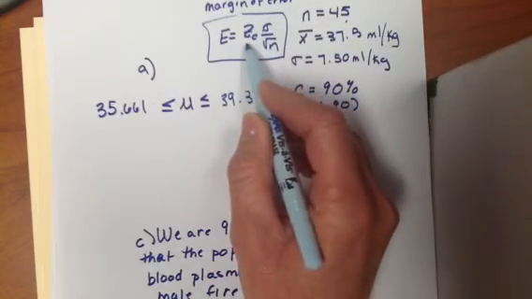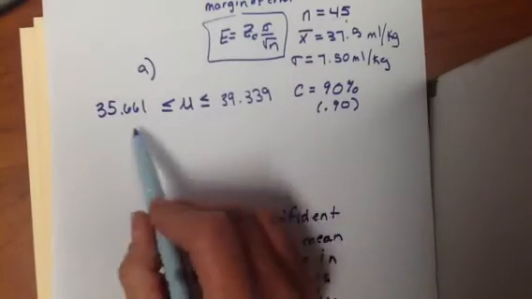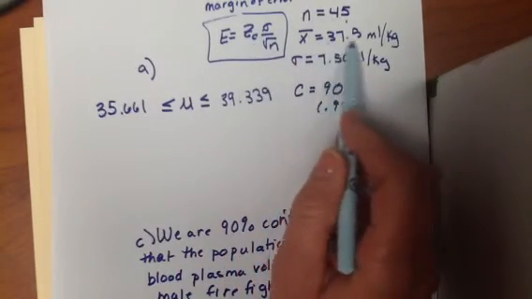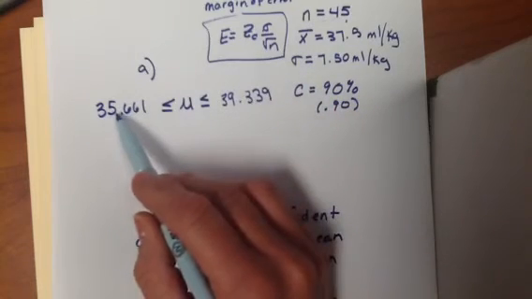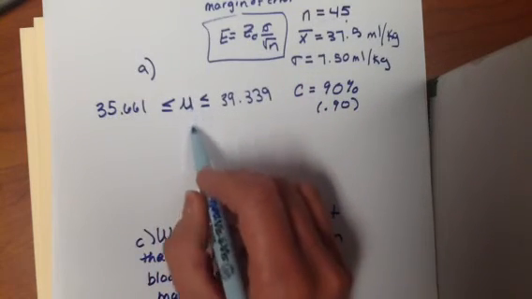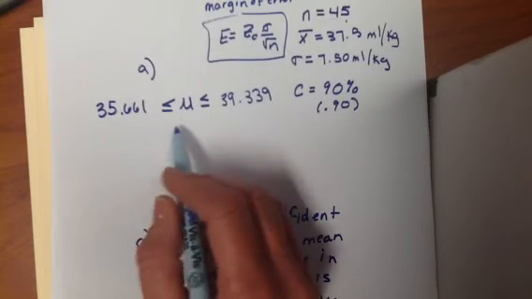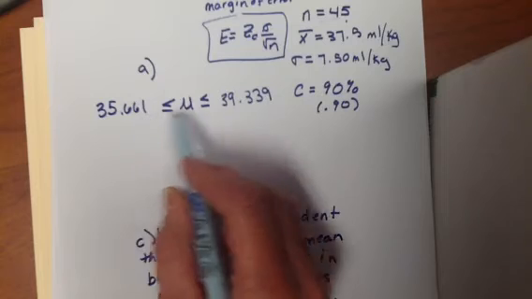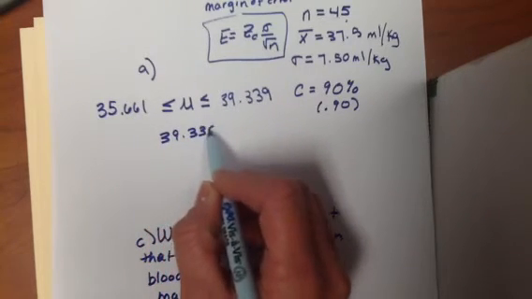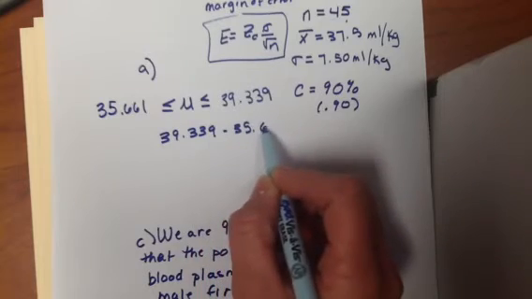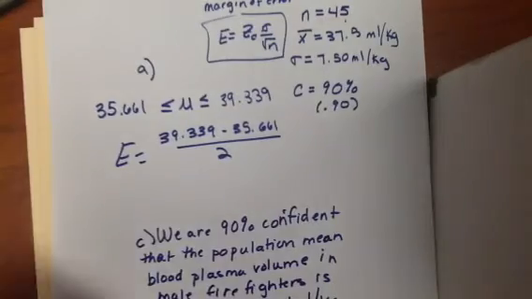Z critical comes from our table. Okay. Remember when we calculated these using this formula, we took the sample mean, added this number to get this one, and subtracted it to get this. Okay, so if mu's in the middle, and we have this interval here, the way that we find half of it is we would just subtract these two and divide it by 2. And that will also give us our margin of error.